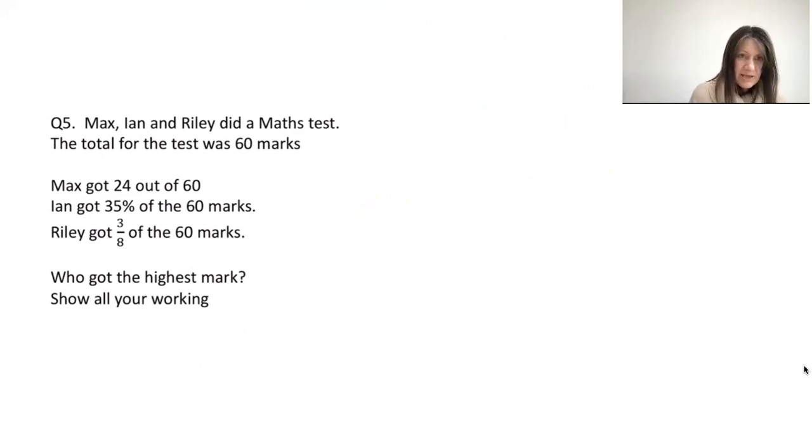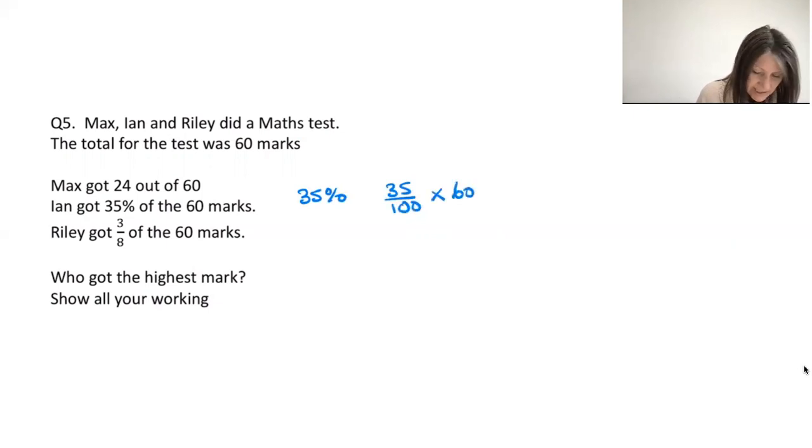Okay, so we need to be trying to work out who got the highest mark. Now we know Max got 24, so we don't actually have to do much for Max, except use it to compare against the others. Ian got 35% correct. So 35% is 35 over 100 times through by the 60. And we can see that he got 21 marks. So that was Ian. Ian got 21 marks.